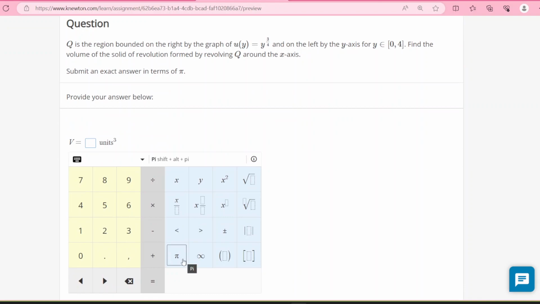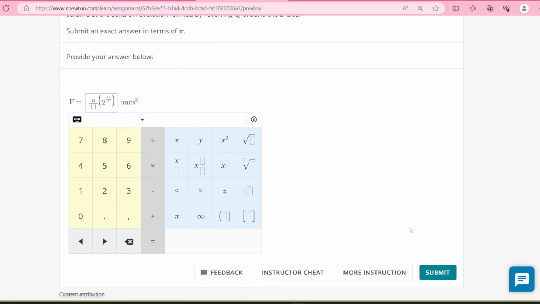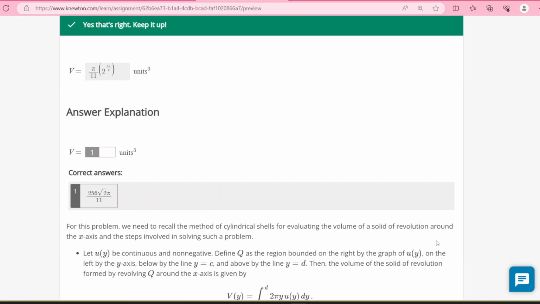So let's go to the volume assignment here. I have pi over 11 multiplied by 2 to the 17 halves power. I'm just double checking that's 11 halves plus 6 halves. Yes. And so they actually wrote it out, 2 to the 17 halves. That'd be 2 to the 8th times 2 to the half, and 2 to the 8th is 256. So that's 256 times the square root of 2 times pi over 11. So they got that there.